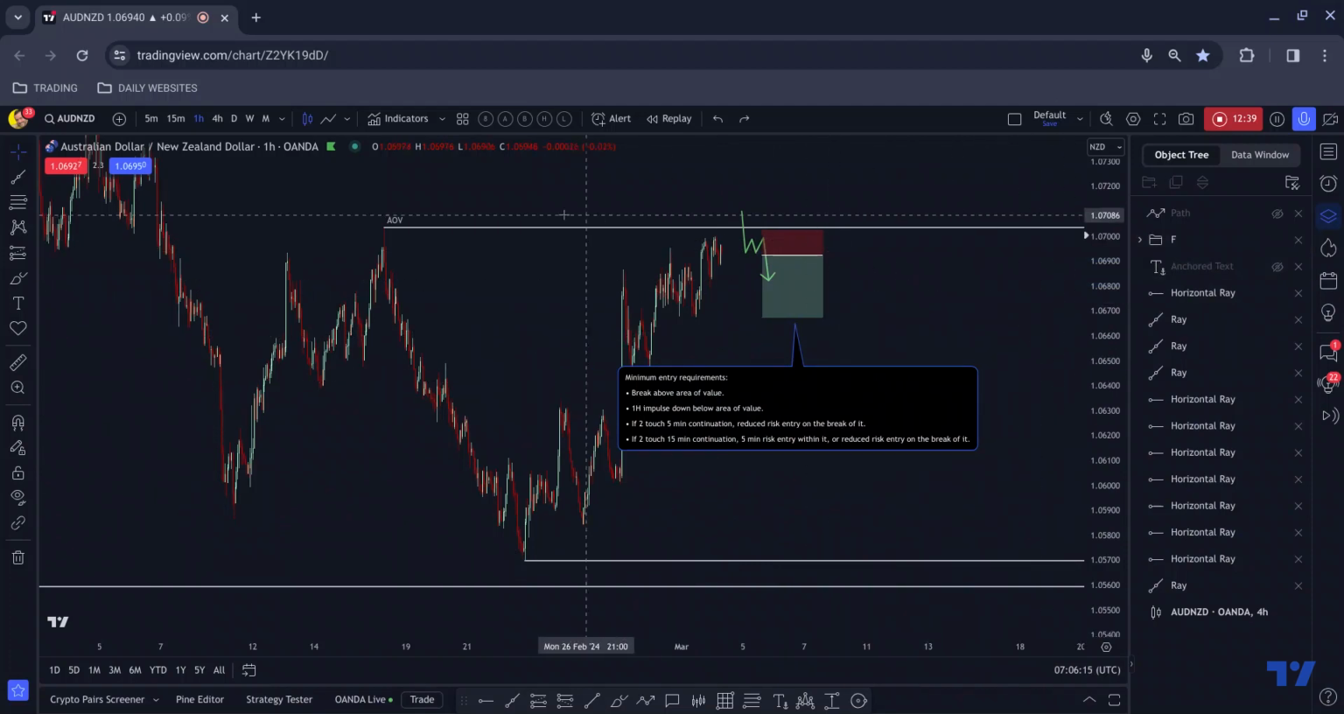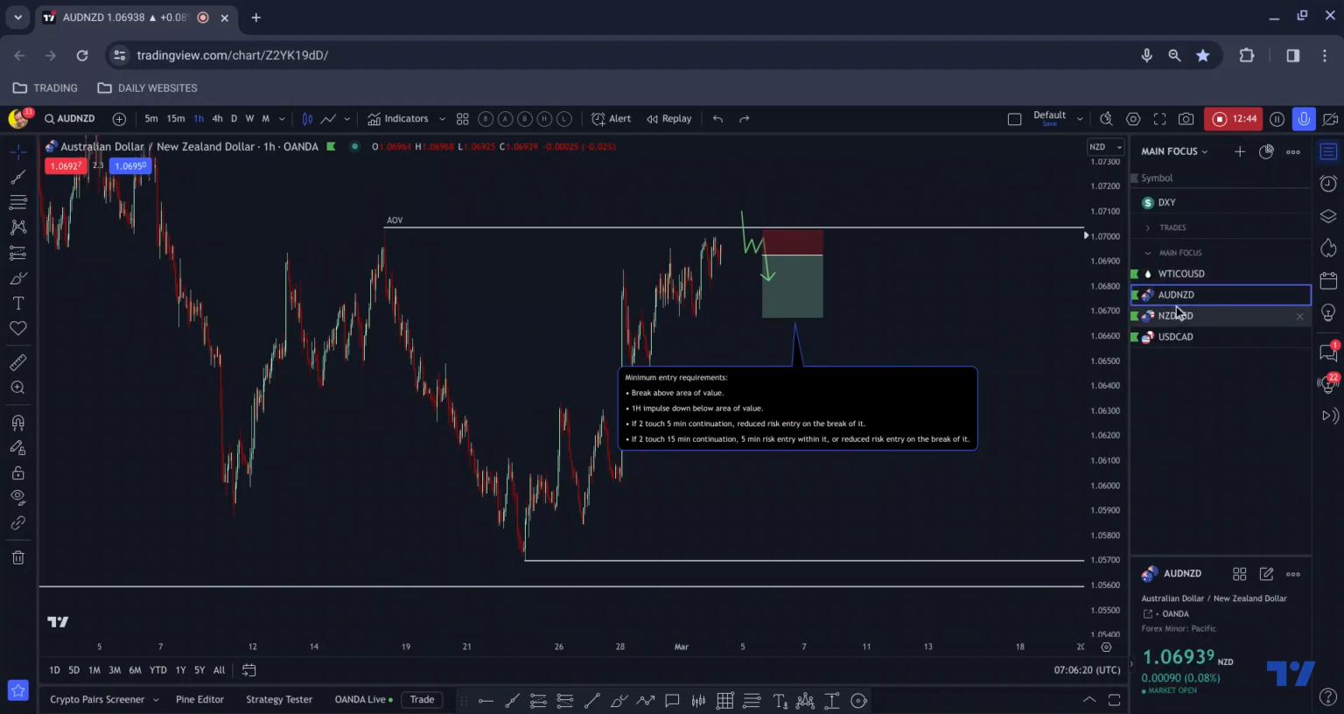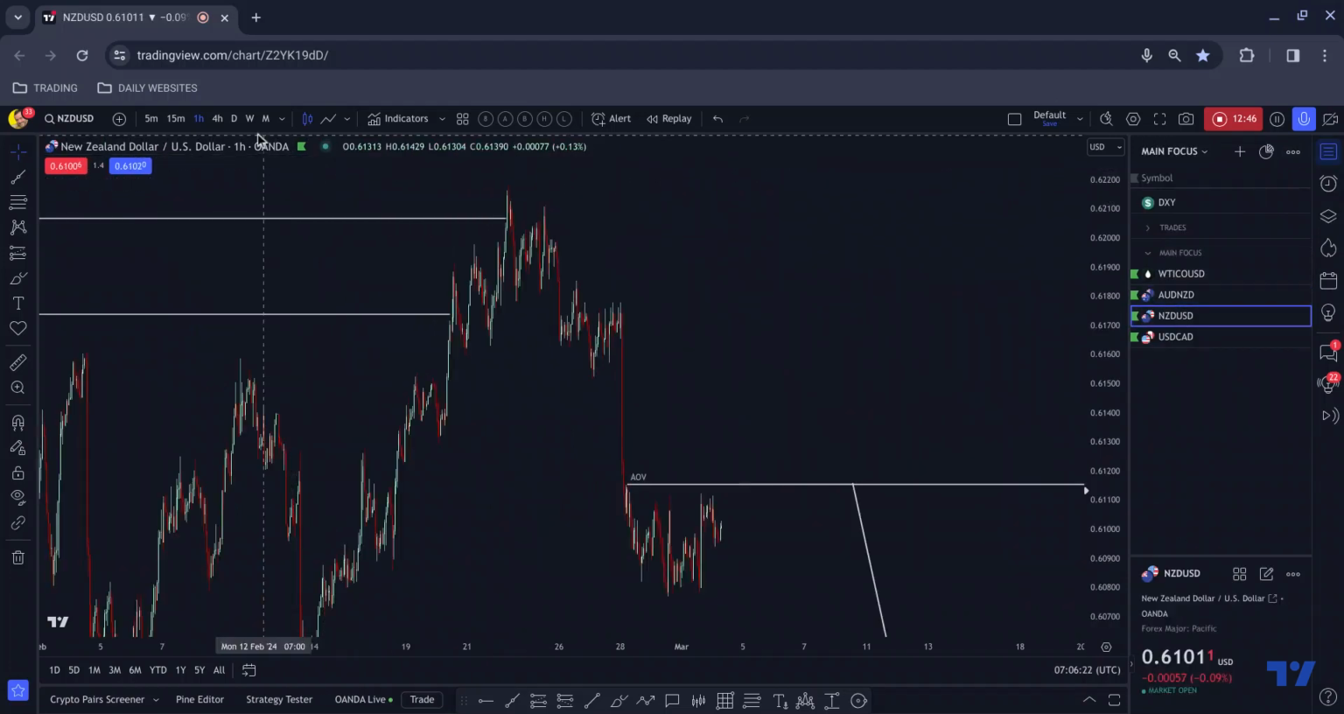Moving on, I have an alert set just below the area of value. If it does not trigger, then there's no need for me to check this pair at all. That's as simple as we need to keep it.